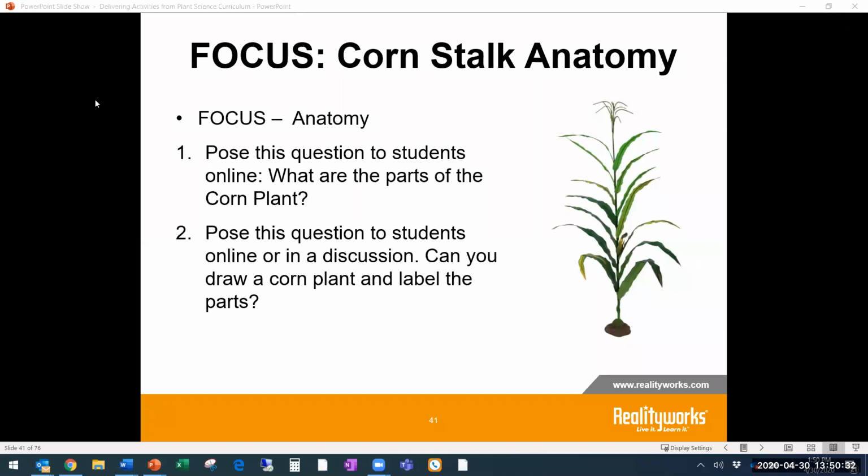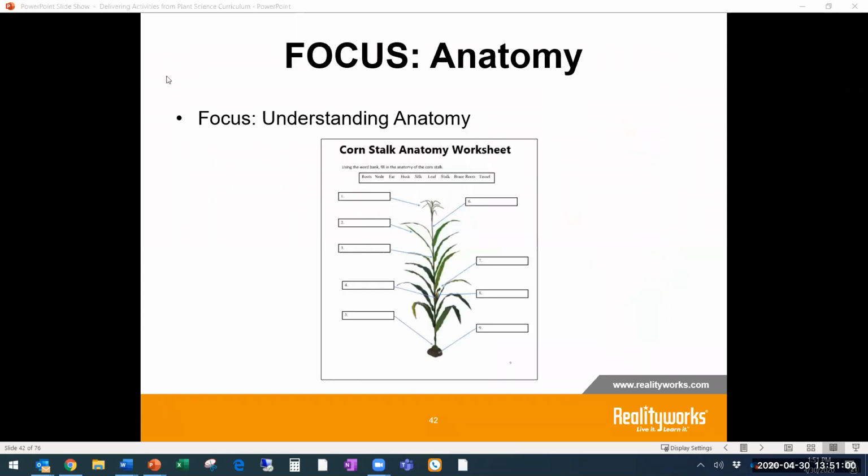So in the focus section, one of the things is the questions, all right? Just ask your students, do they know the parts of the corn plant? What do they know by just looking at a corn plant? What are the different features? See how many students understand what the different features are, but also what the purpose of those features is. Can you draw a corn plant and label the parts from memory? Again, getting them to be active and doing something. And then in one of our worksheets, they go through and label and get an understanding of the anatomy, being able to understand what's going on there.